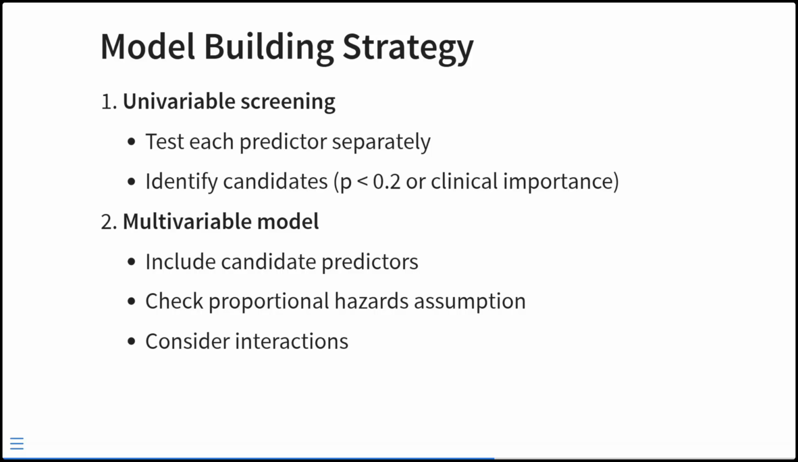So what are the model building strategies for a Cox regression model? First, you have univariable screening. You test each predictor separately and identify candidates using p less than 0.2 or clinical importance. We use p less than 0.2 just to be lenient, to identify possible candidates and put them inside our model. The multivariable model will include candidate predictors, and you check the proportional hazards assumption and also consider interactions. This is part of your model building strategy.